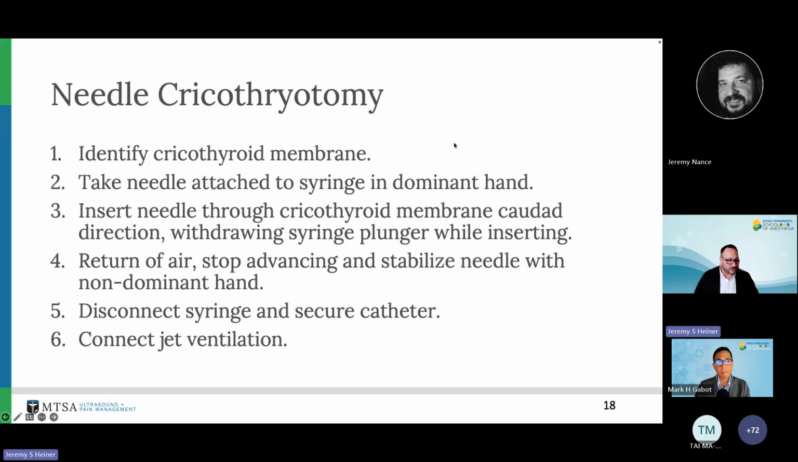All right, before I move on to the surgical cricothyrotomy with my fellow presenters, is there anything else to add, or any questions that we need to address?